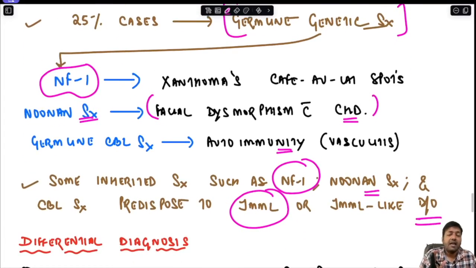Now remember one thing I just wanted to make clear, that whenever JMML presents along with a germline syndrome like germline CBL or Noonan, JMML might not present completely, they might present as a transient disorder, and you have to differentiate these transient disorders which are JMML-like but are not JMML. That is why you have to recognize this condition. Why? Because such transient JMML-like disorders have a spontaneous remission. So that is why it is important to recognize these conditions.